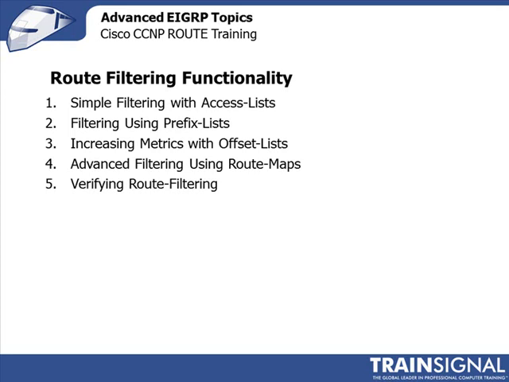There's a variety of reasons, but there's a lot of ways to do it. There's definite tools in your bag as an engineer to be able to do that. You can do very simple filtering with access lists. You can filter using prefix lists. You can increase the metrics if you want to make another route less desirable using offset lists that essentially pad the metric. You can do more advanced filtering using route maps, and then finally you want to be able to actually look and make sure that the filtering is working the way that you intended.